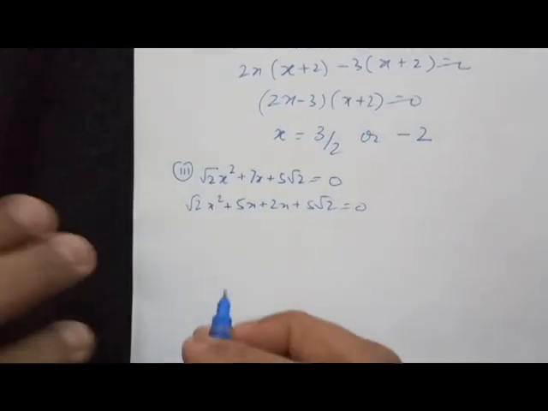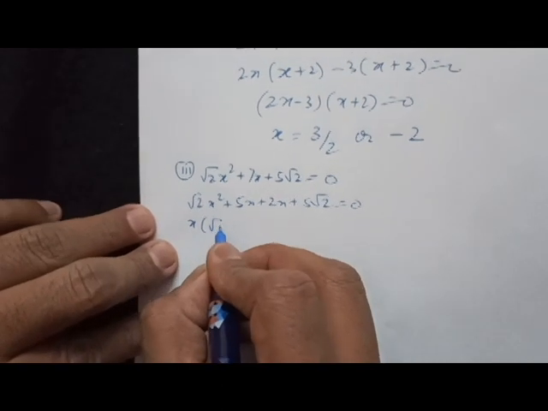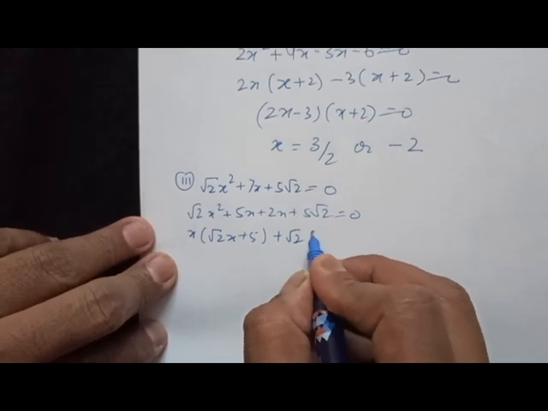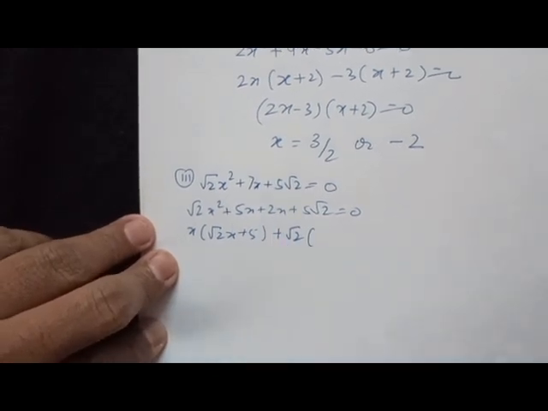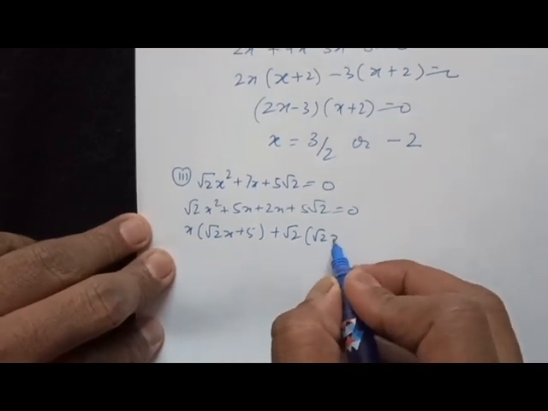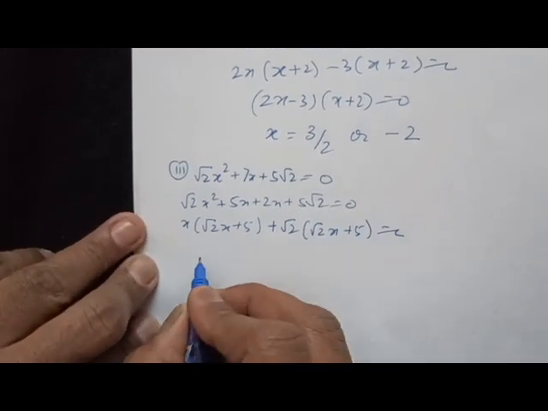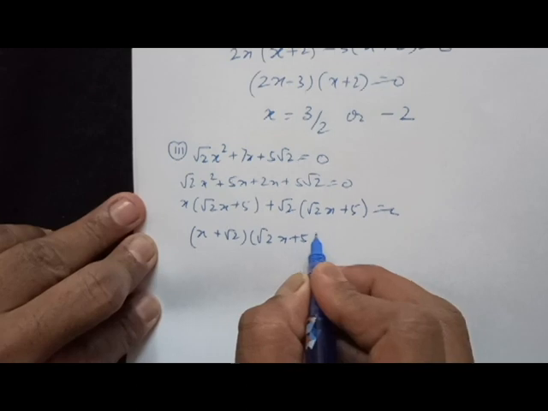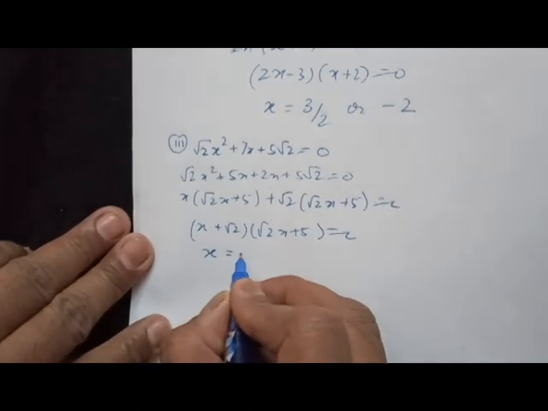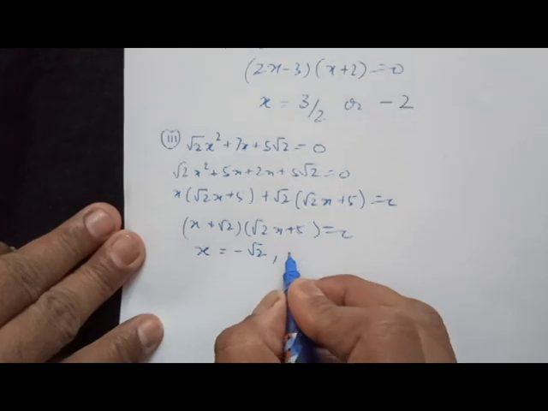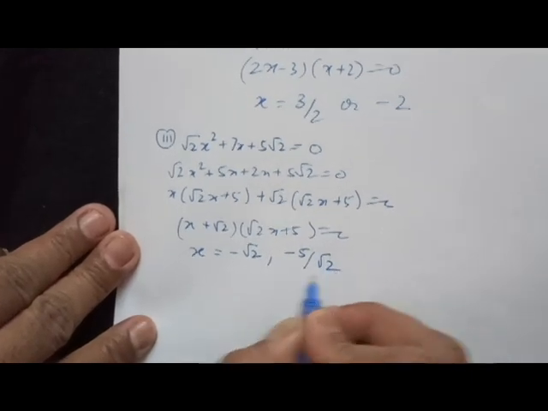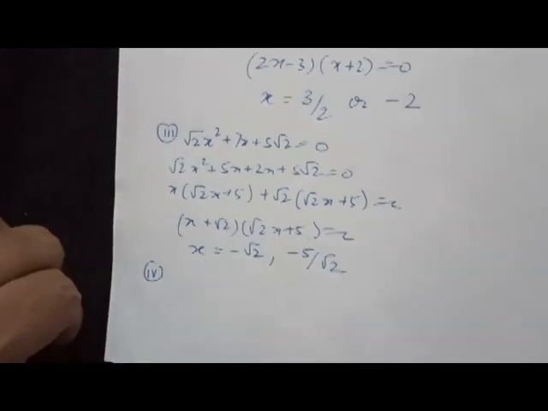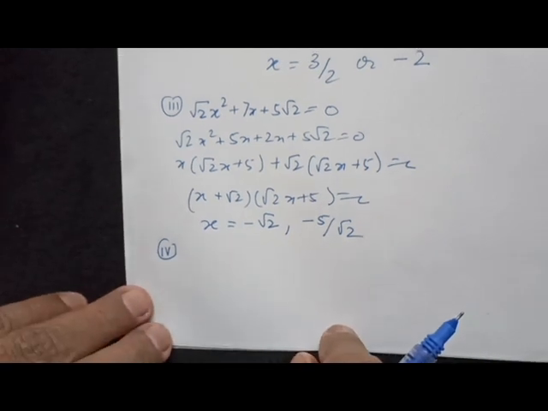Now we can take common. We will take x common. So we will have root 2x plus 5. From here we can take root 2 common because 2 has got factors, root 2 into root 2. So we will have root 2x plus 5 is equal to 0. So x plus root 2 and root 2x plus 5 is equal to 0. So students, we have got two roots. One is minus root 2, another one is minus 5 upon root 2. So you can see here how we are splitting up the middle term and factorizing it and getting the roots.